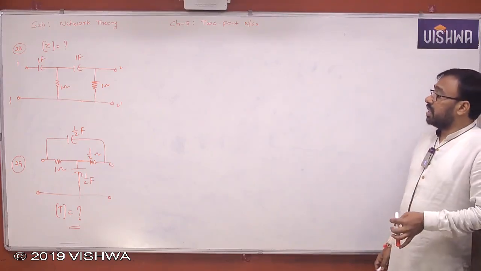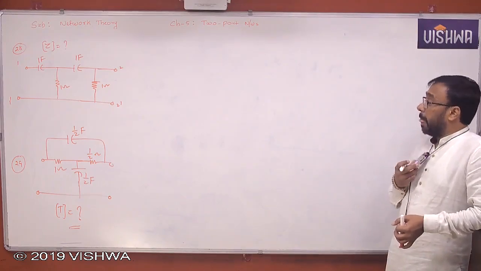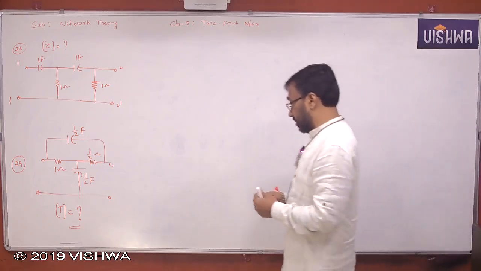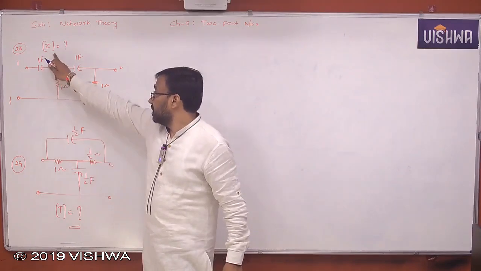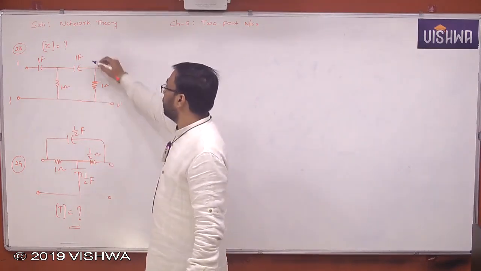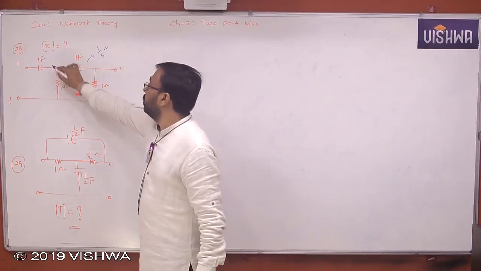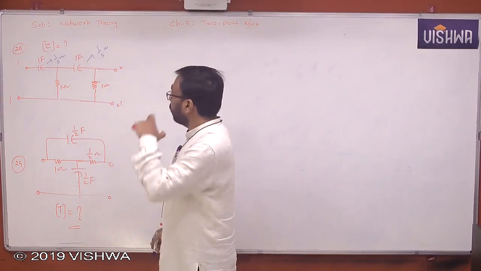So usually these network functions are very much useful in the network synthesis part. So what is the Z matrix? Here we have the transmission matrix, ABCD parameters, whereas here Z parameters. So first you convert here. This is 1 by S ohm, this is 1 ohm, 1 ohm, this is 1 by S ohm. That's it. So what will you do here?